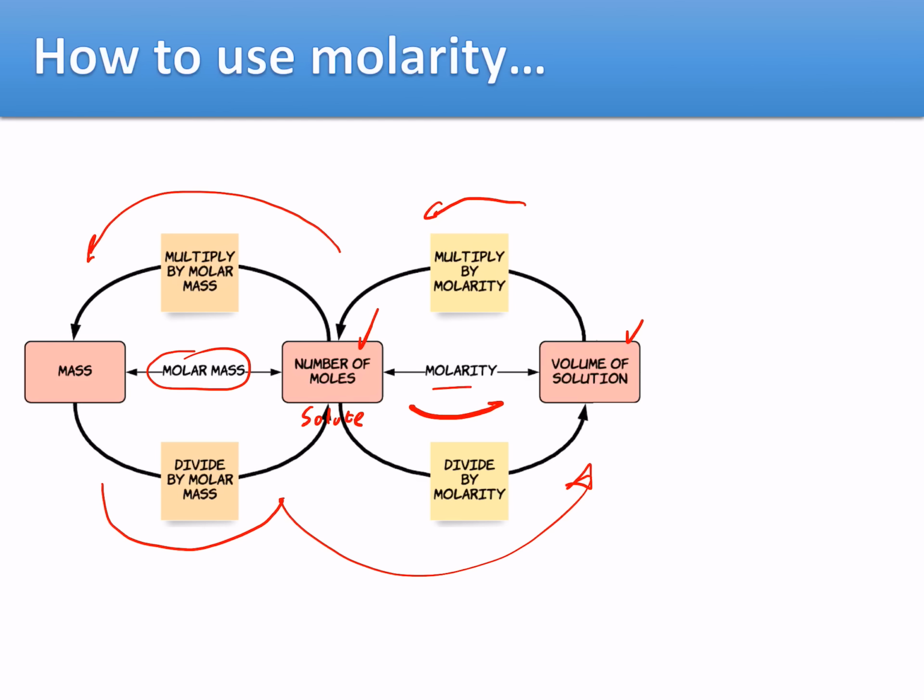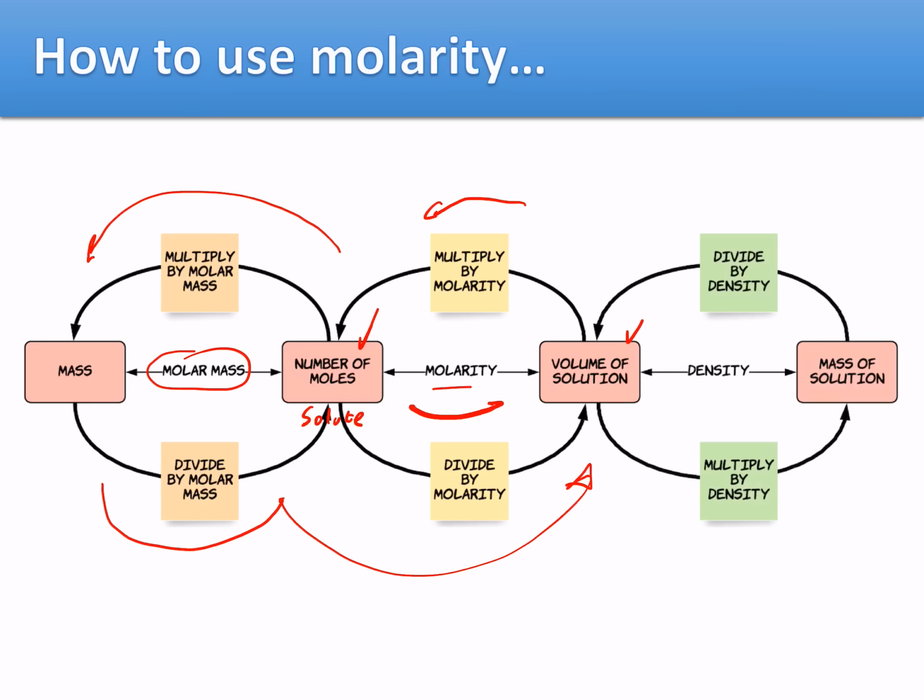Another relationship that we can add here: what if instead of volume of solution you have the mass of solution? Well, the connection between volume and mass is density. If you have mass and you want to know the volume, you need to divide by the density. And if you have the volume and you want to know the mass, then you multiply by density. The same relationship works with mass of the solute if you have volume of solute, but we'll keep that out of the way for now.